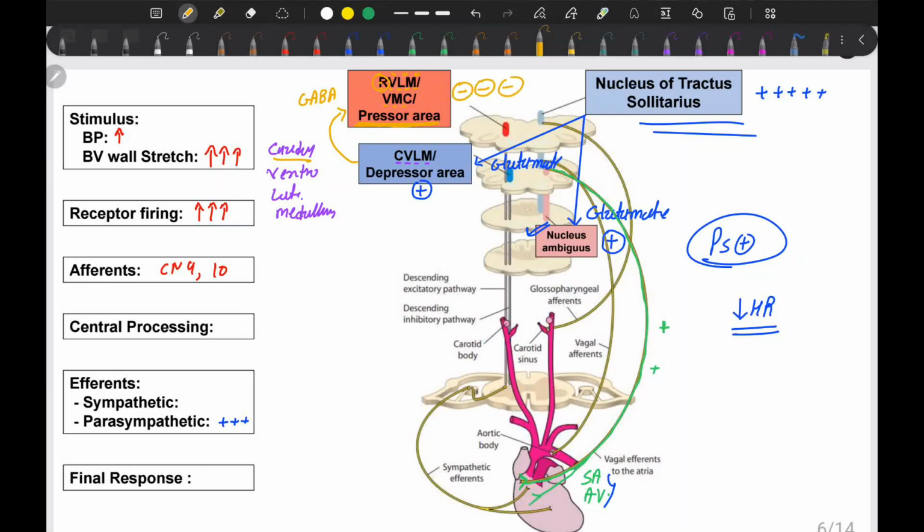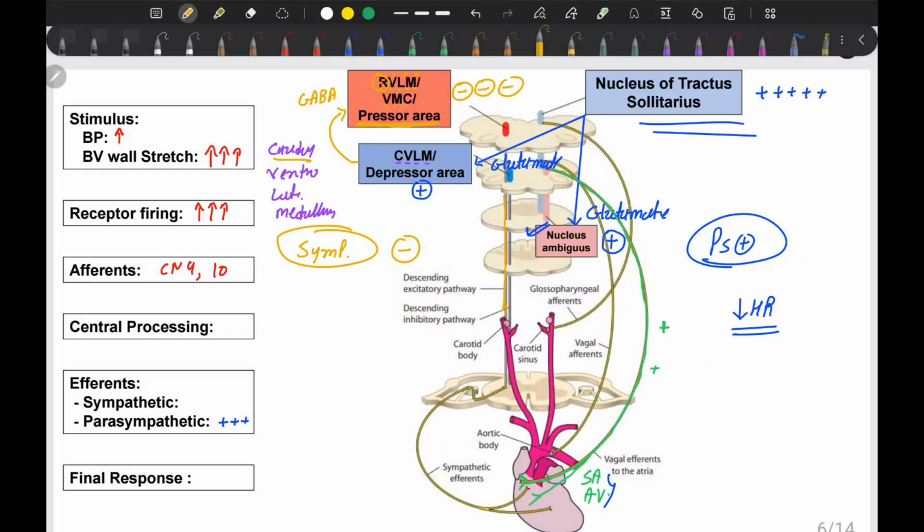The pressure area is the nucleus of your sympathetic system. So whenever you are inhibiting this pressure area or the vasomotor center, you are inhibiting this sympathetic system. Or whenever I discuss the descending sympathetic efferent, now these are the descending sympathetic efferent fibers.